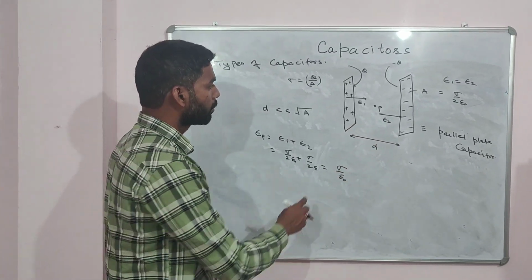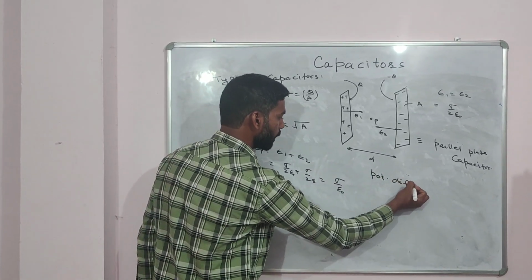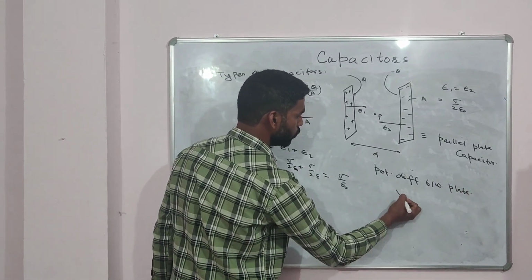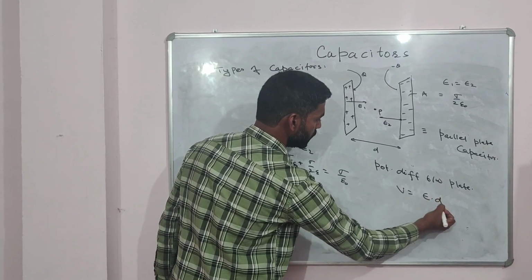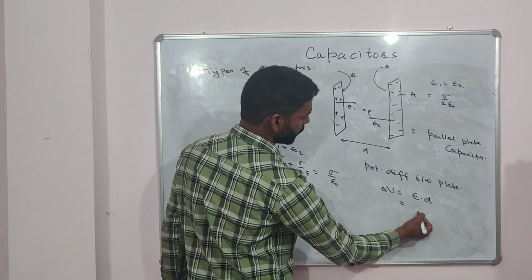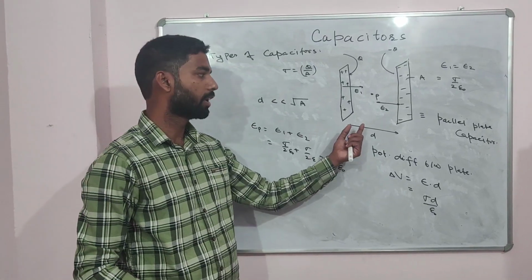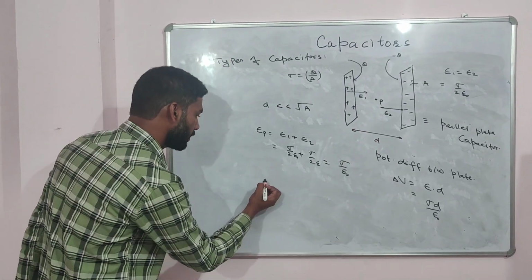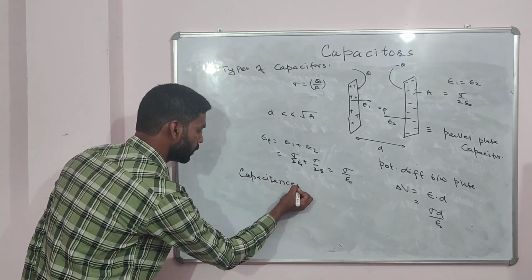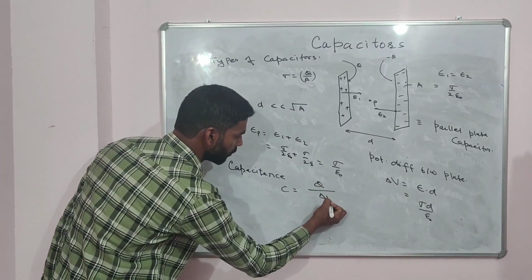So if you write the potential difference between the plates, we can write V is equal to E into D, V or delta V, and this will be sigma D by epsilon naught. And for this system, if we have to define the capacitance, C is equal to charge divided by potential difference.